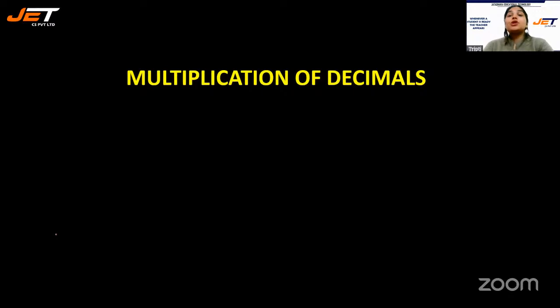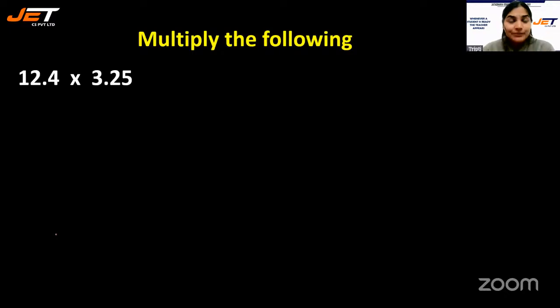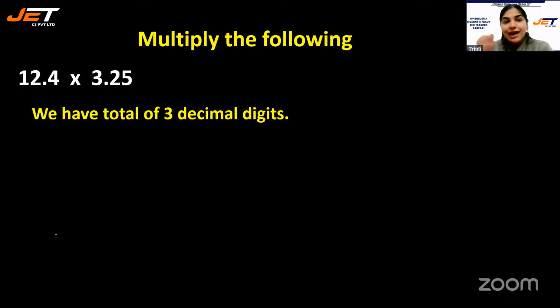Now, let's move on to multiplication of decimals. What do you mean by multiplication? Like the way we multiply normal numbers, in the same way we have to multiply the decimal numbers. They are exactly the same. So if it's 12.4 times 3.25, we just need to multiply them normally, but check one thing. How many decimal places are there? By decimal digits, I mean the number of digits after the decimal.